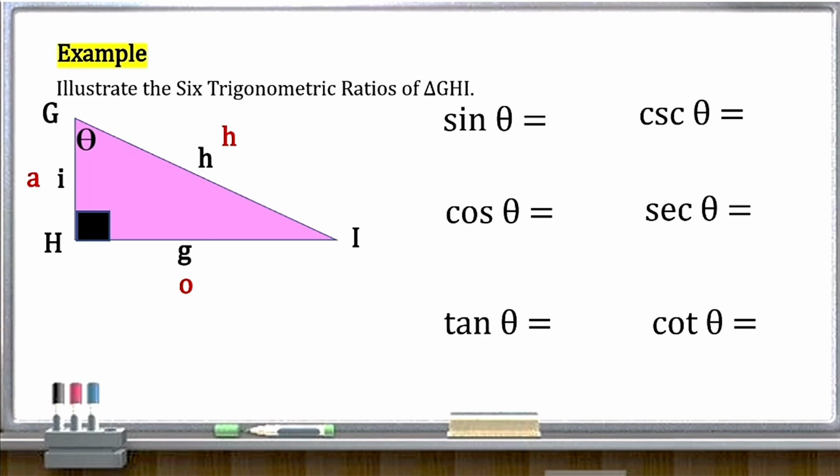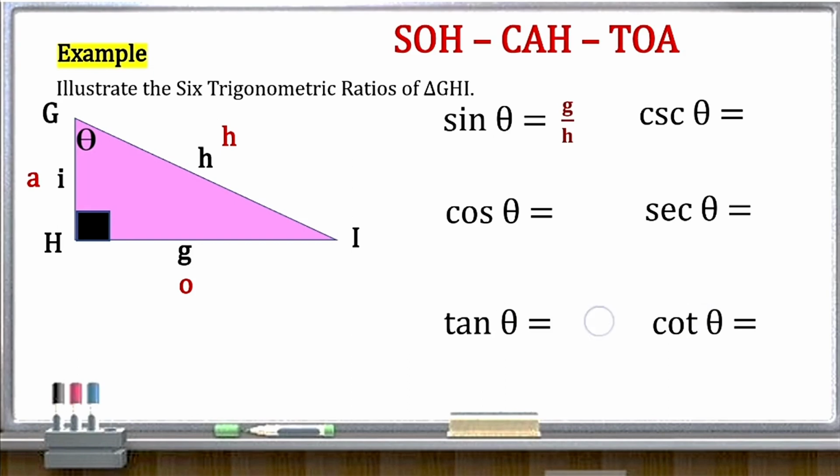GHI. So, sin theta is equal to opposite over hypotenuse. So, G over H. Cosine theta, adjacent over hypotenuse. So, I over H. Tangent theta, opposite over adjacent, so G over I. Then, kukunin na lang natin, class, yung ating reciprocal. So, cosecant theta, H over G. Secant theta, H over I. And cotangent theta, I over G.